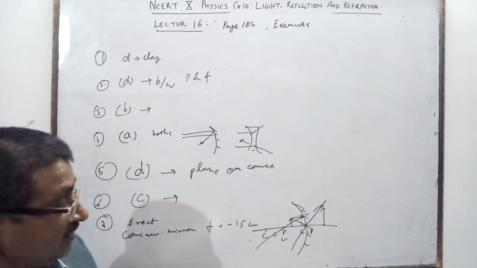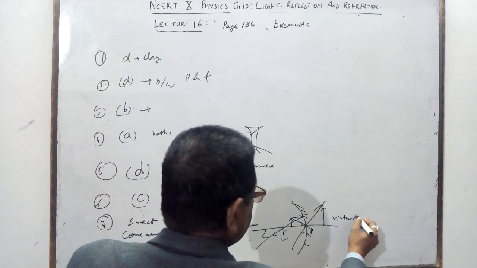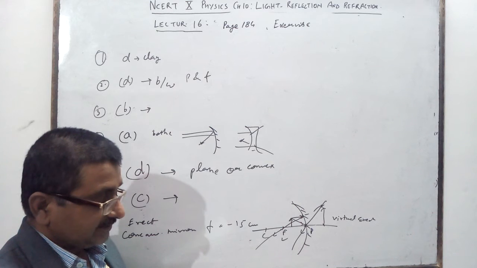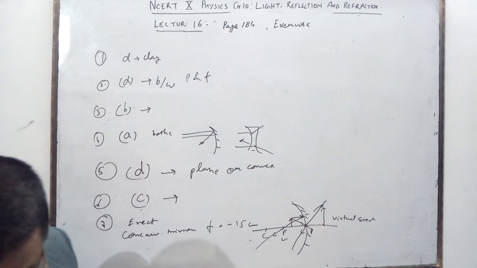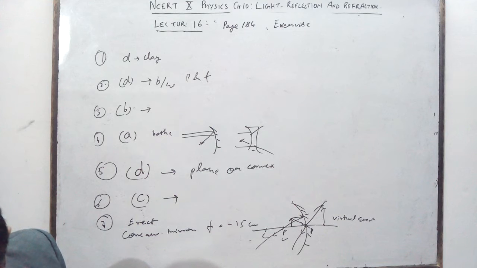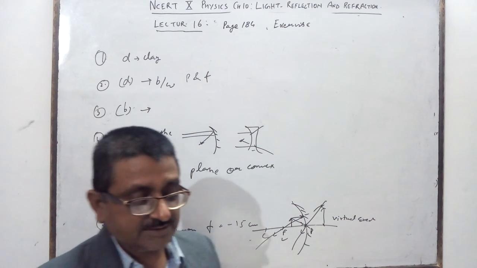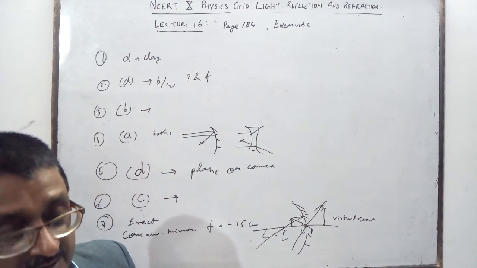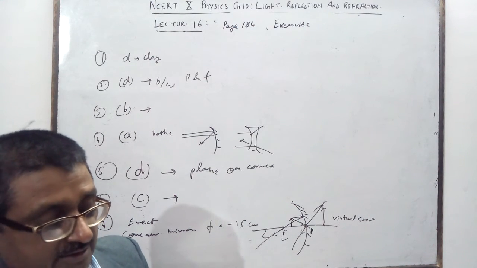What is the nature of the image? It is virtual and erect. Magnified: is the image larger or smaller? It is larger. As it is a concave mirror, the 15 centimeter focal length is given behind the mirror. You will get a virtual, erect and magnified image.